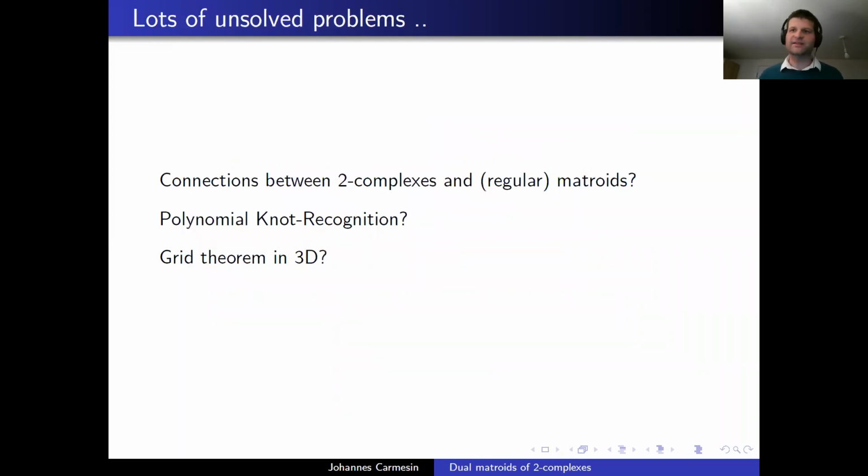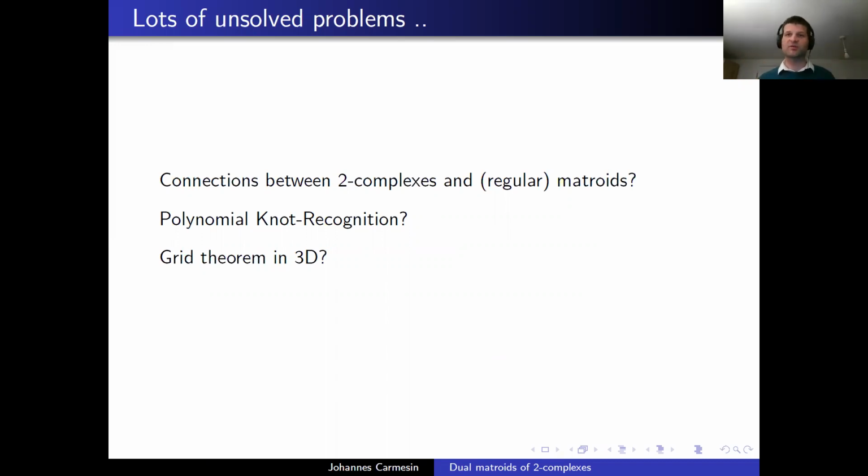Yes, and so I think in this area as a whole, there are many more open problems than things that have been answered. What I talked about today is a bit of this connection between 2-complexes and regular matroids, but I think there's much more to discover than we know.